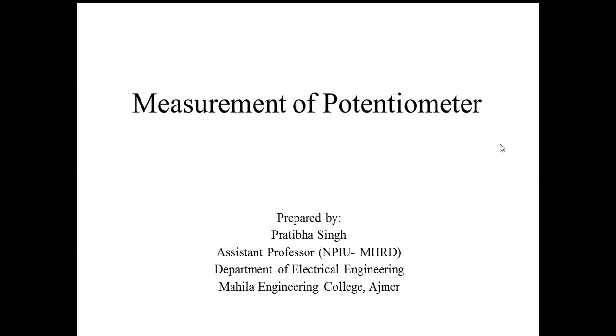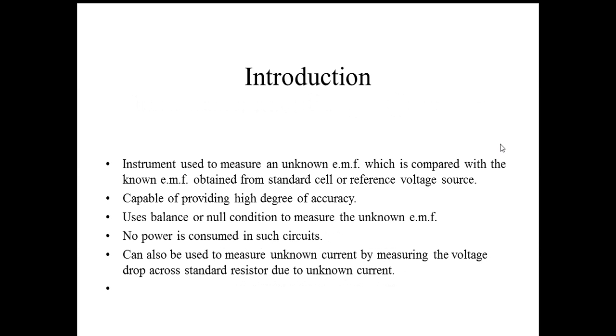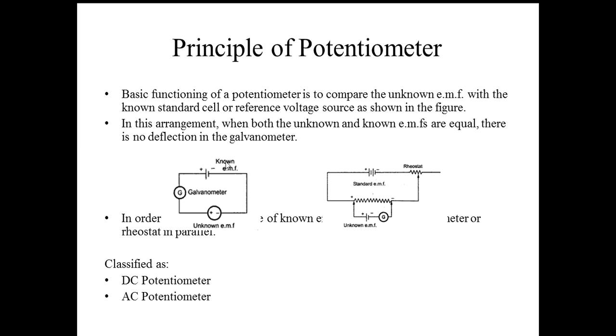Before studying the potentiometer, we need to know what a potentiometer is. The potentiometer is an instrument which is used to measure an unknown EMF with the help of a known EMF. How are we doing this? The basic simplest method is when the unknown and known EMFs are equal, the galvanometer shows zero deflection.